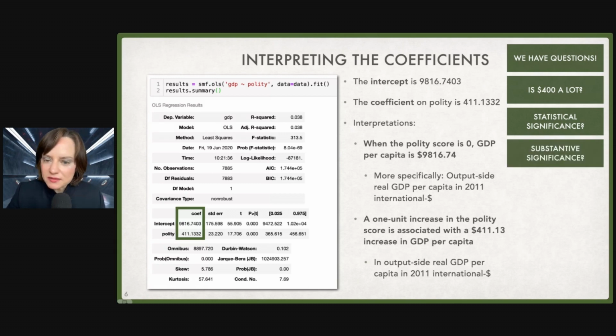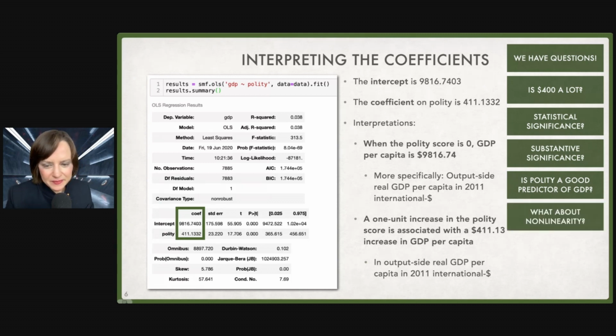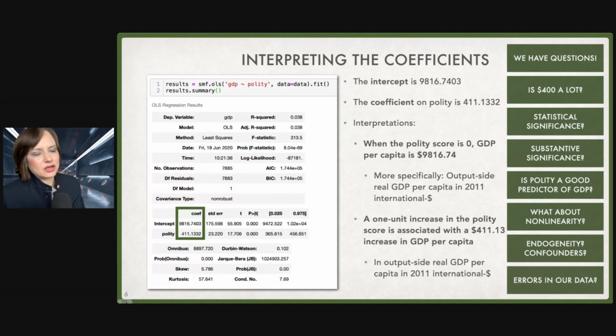Is there substantive significance? Meaning, is 400 a lot? Is it hard to change polity score by that much? That kind of gets back to do we care about these results? Is polity a good predictor of GDP overall? Well, from the coefficient alone, we can't really say. What about this nonlinearity? Yeah, big problem. Endogeneity, confounders, there's all kinds of things we need to be thinking about. Is our data just total garbage?